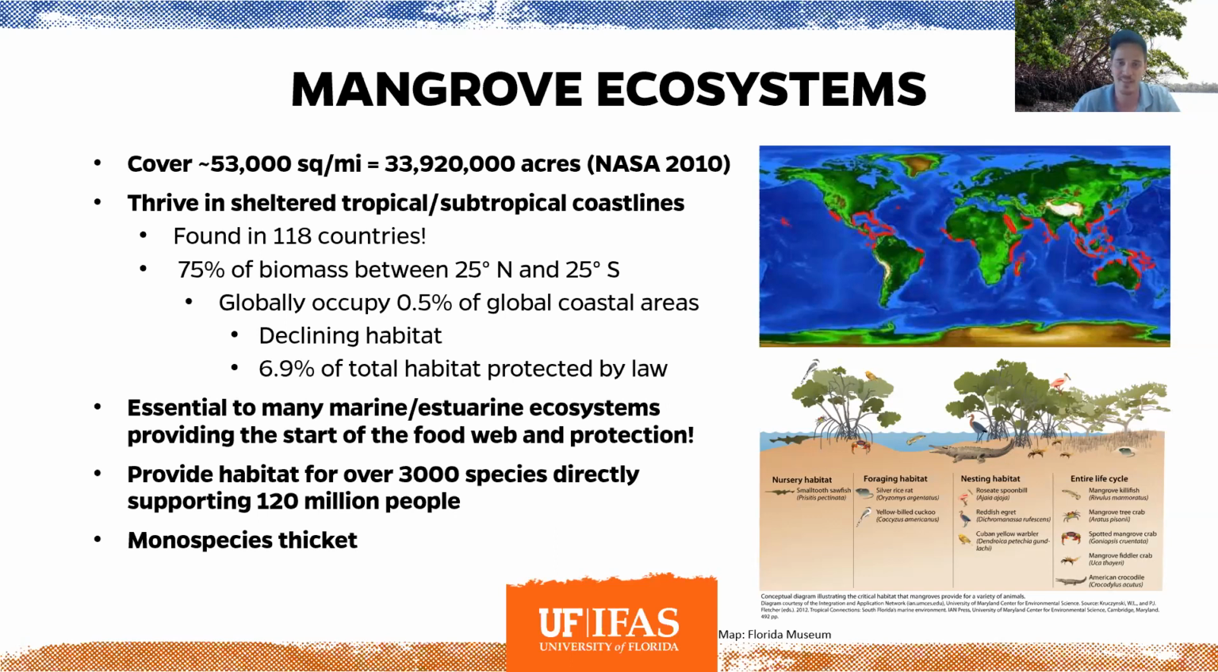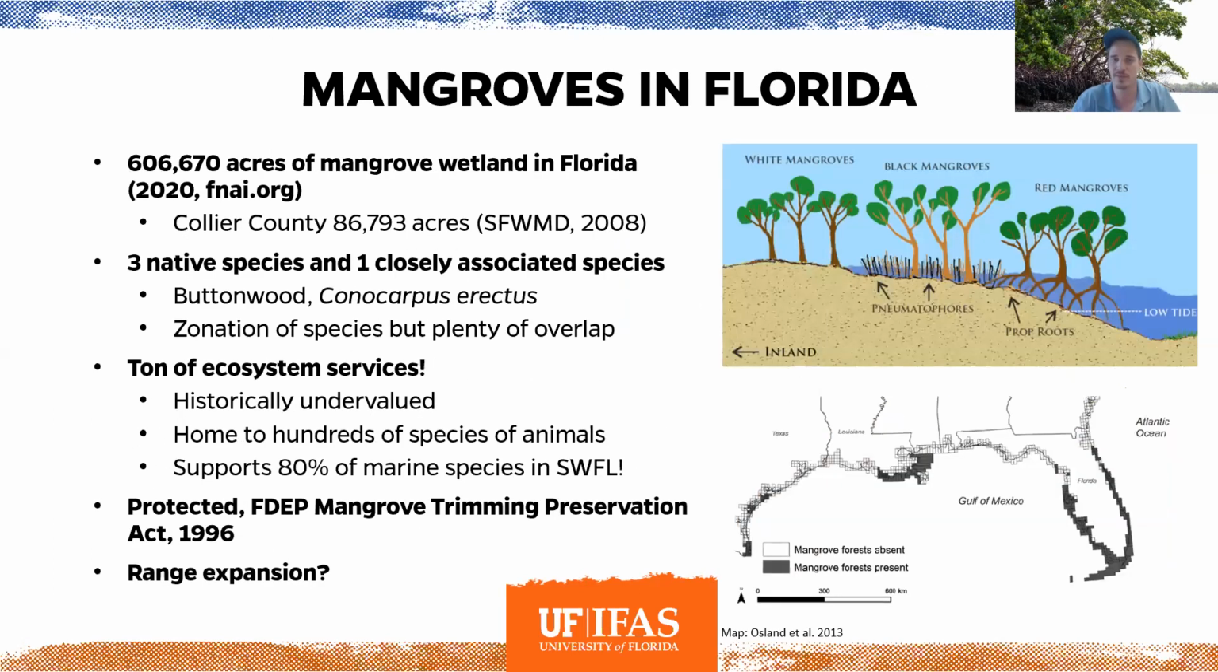But the plants, the animals, the invertebrates, the epiphytic invertebrates like those tunicates, sponges, bryozoans, shrimp, reptiles, amphibians, birds, all call mangroves their home. So those 3,000 species directly support about 120 million people worldwide. And yeah, so we'll go over mangroves in Florida.